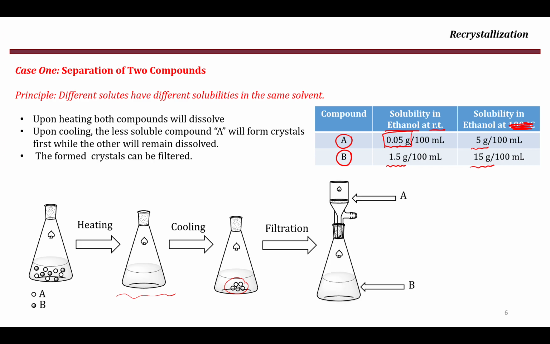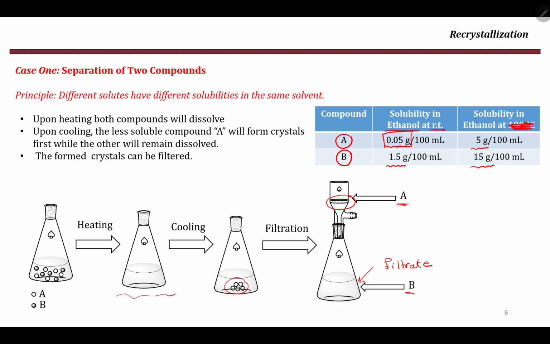And based on this, upon filtration, using the filtration technique, which we will discuss later on, compound A, which is a solid, will stick to the filter paper, which is found here, and then compound B will go down into this solution, which is now called the filtrate. So the filtrate is the solution which is collected after filtration. And this is how we were able to separate compounds A and B.